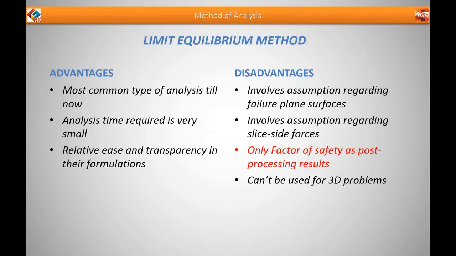Now let us see what are the advantages and disadvantages of both the methods. So first we have the limit equilibrium method. It is the most common type of analysis till now, so you could find a lot of research papers and codal provisions for the limit equilibrium method. The analysis time required is very small, and even manual calculation for a few surfaces is possible. And it has a relative ease and transparency in its formulation, so you can just manually check what the program does, and so it gives user friendliness to this method.